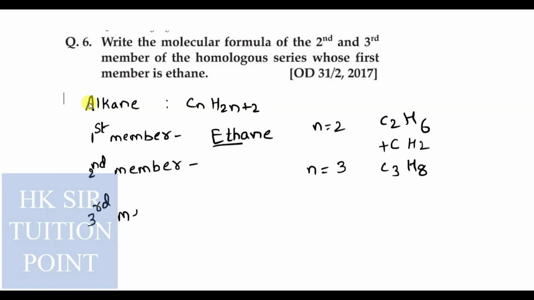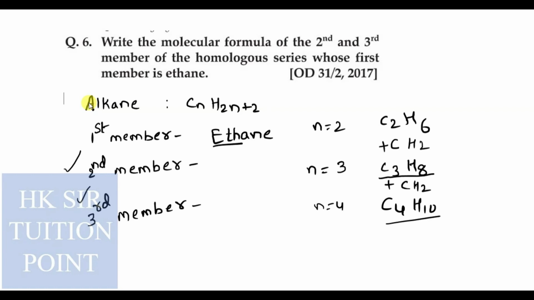Next, the third member. If you want the third member, just add CH2. Keep n equals to 4. Why 4? Because to get the next member, an extra carbon should be there. So C4H10. He wants molecular formulas of the second and third only, so underline the suitable answer: the second and third members, very clearly.